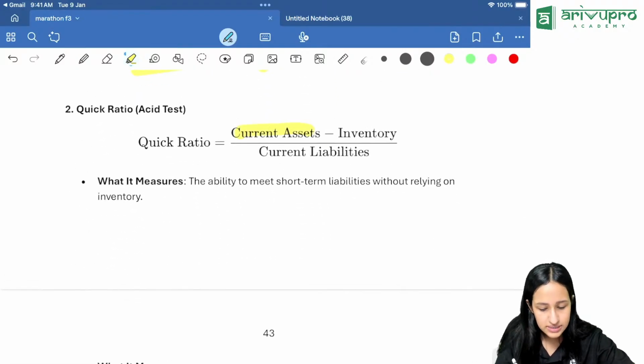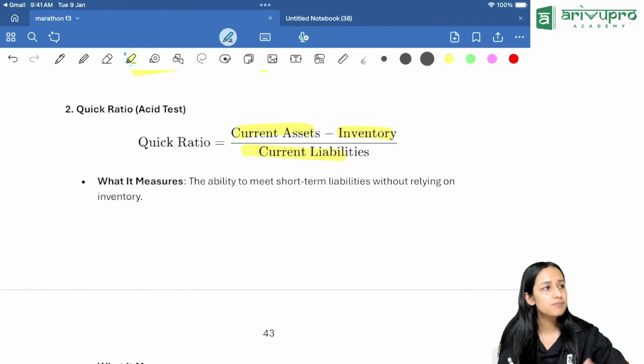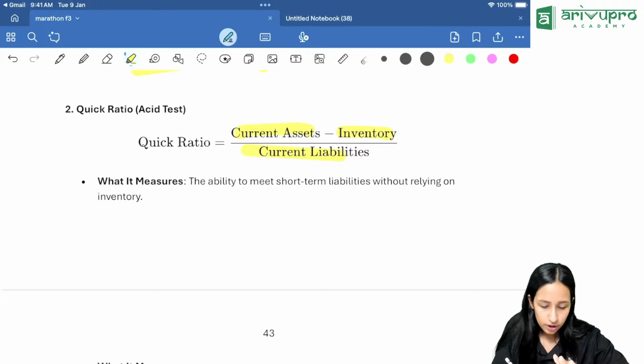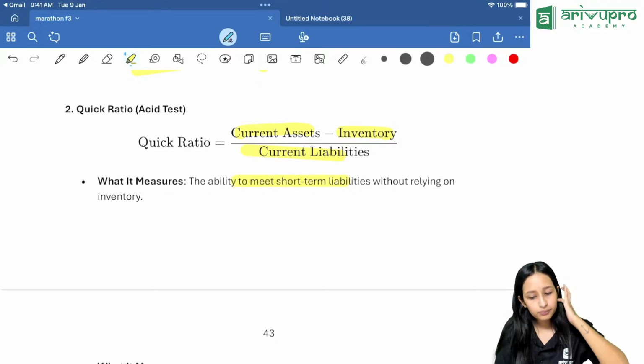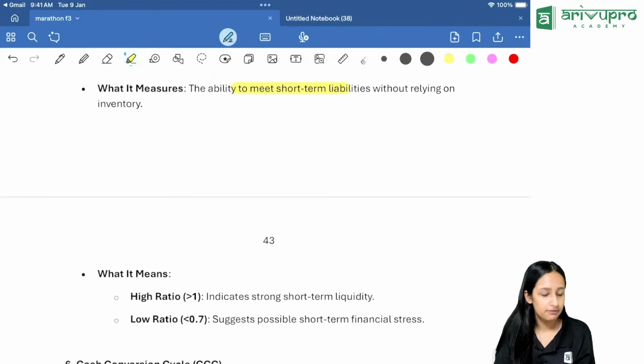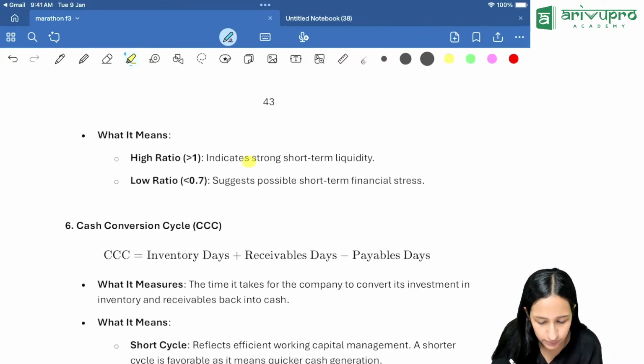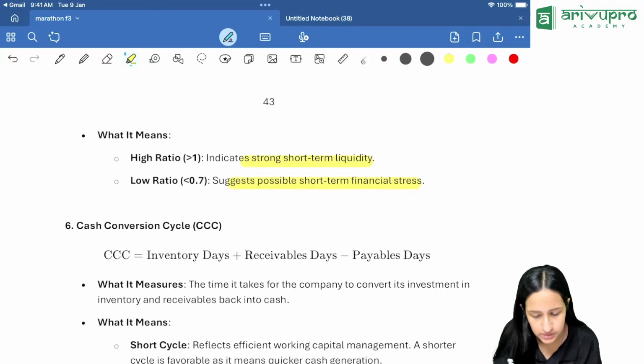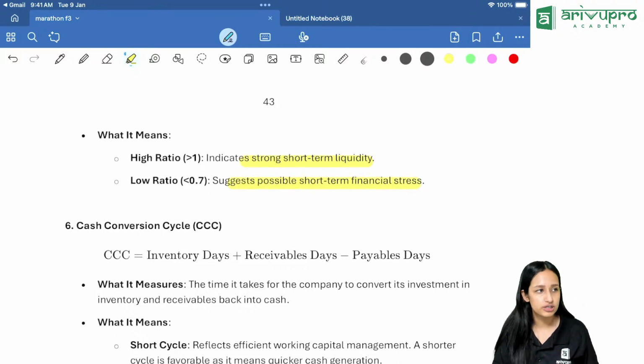Quick ratio is the same as the current ratio, but current assets minus inventory. So the ability to meet short-term liabilities without relying on inventory. High ratio means strong liquidity. Low ratio means possible short-term financial stress.